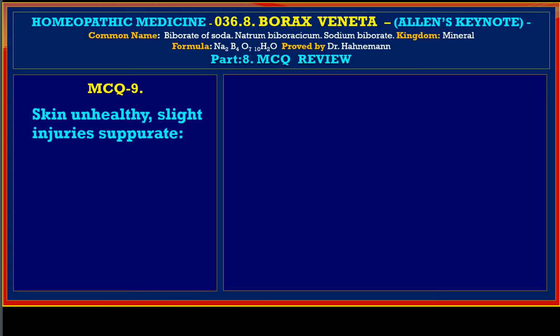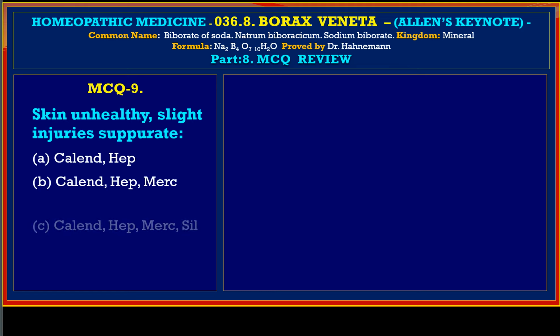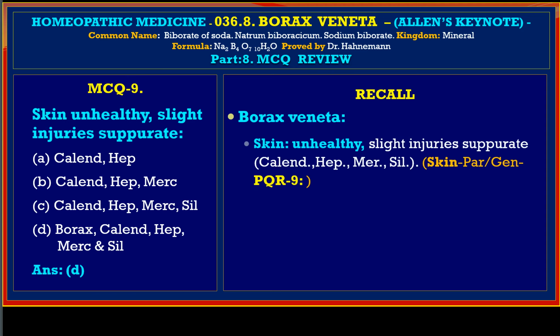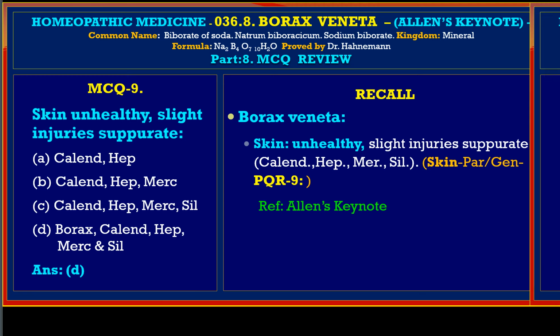MCQ 9. Skin unhealthy, slight injuries suppurate. The variable A is Calendula and Hepar sulph, B is Calendula, Hepar sulph and Mercurius, C is Calendula, Hepar sulph, Mercurius and Silicea, and D is Borax, Calendula, Hepar sulph, Mercurius and Silicea. The choice is D. Let us seek the reference and confirm it. Borax Veneta, skin unhealthy, slight injuries suppurate. We have in bracket similar symptoms: Calendula, Hepar, Merc and Silicea. Reference is from Allen's Keynote. So the choice D is a correct choice.